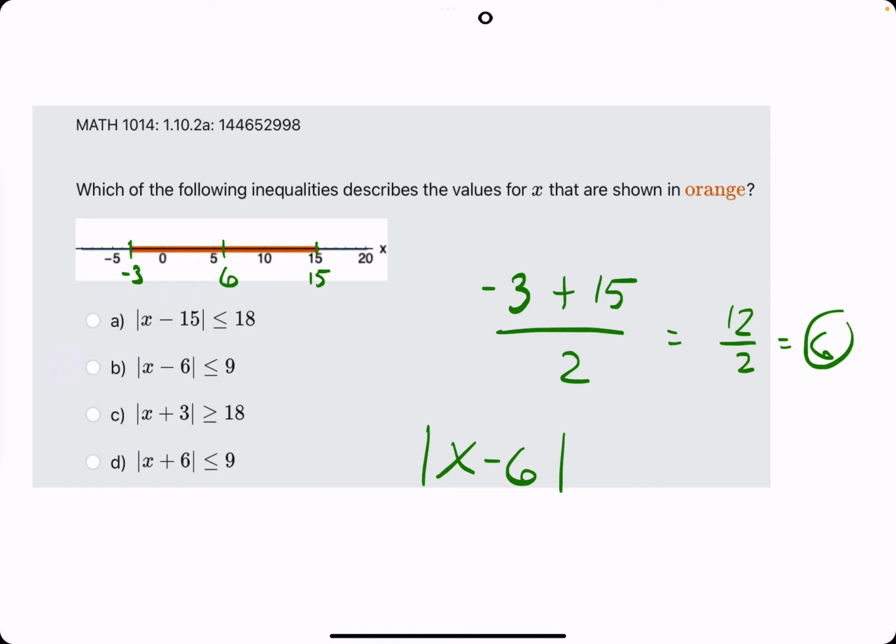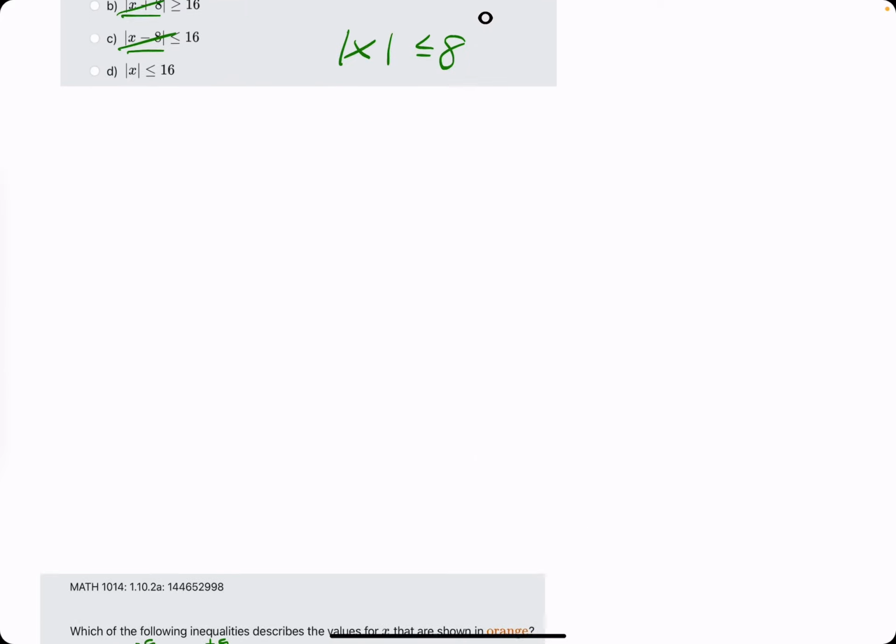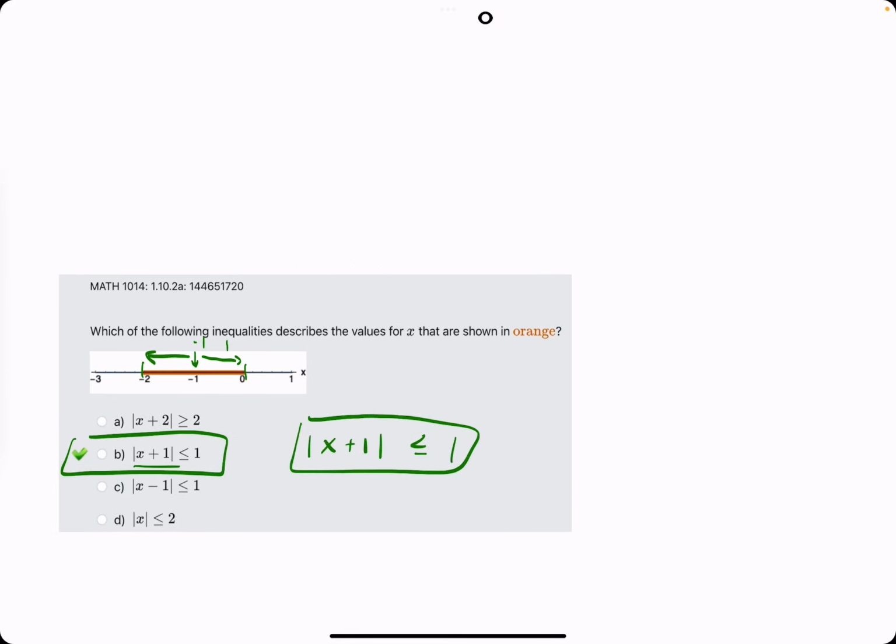And then again, we go from 6 to 15, that's +9. From 6 to -3, that's -9. So our radius is 9. And so B is our answer here. Hope that makes sense. Find the center, find the radius, and that should give it away. All right.